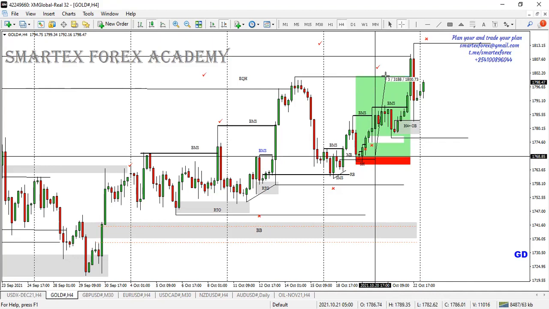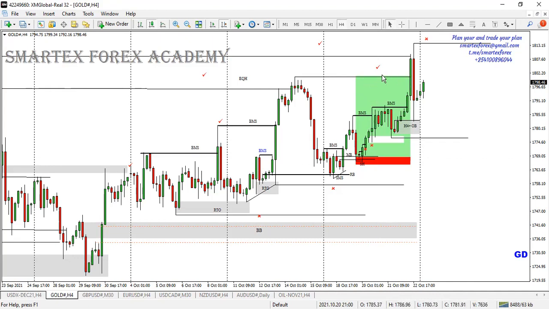That's 320 pips up to the zone. So again, now let's focus on what we have this week. This high has been taken out, and that is a break of structure here. You can call it BMS.